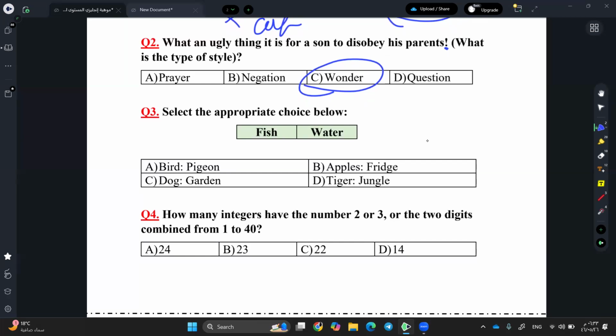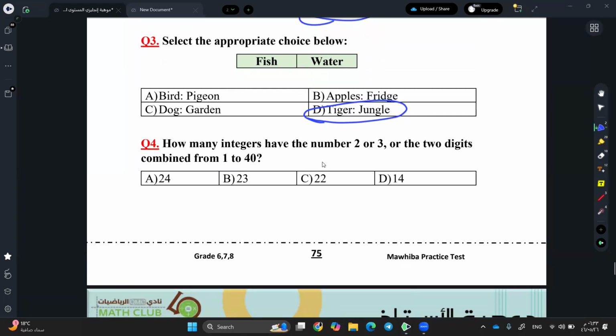Question number 3. Select the appropriate choice below: fish, water, tiger, jungle. Excellent. So fish live in water, tiger live in jungle. Excellent, you are smart.